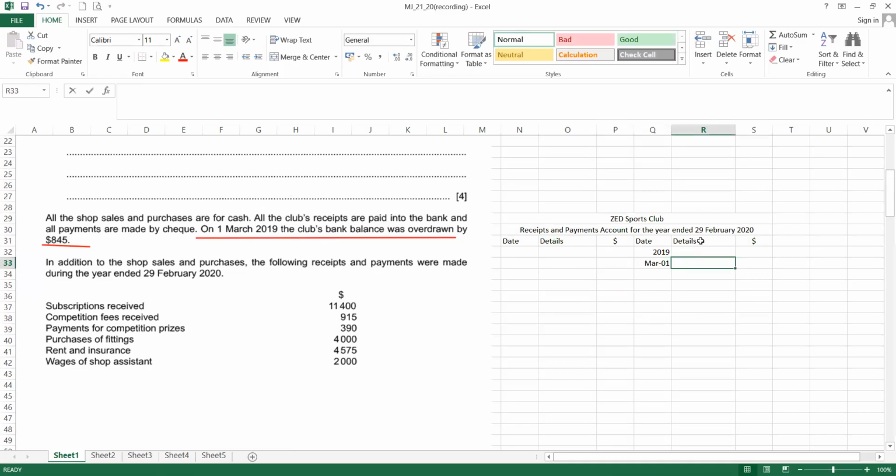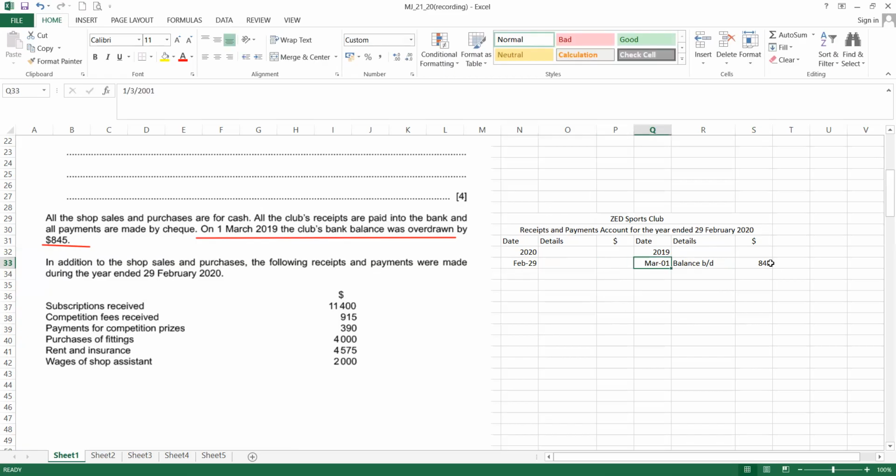March 1st, balance brought down, 845. Next, as I say, when you see the word receipt, that means it's in the debit side. 2020, because they say the financial year ended is February 2020. February 29, okay? So this is the last day.